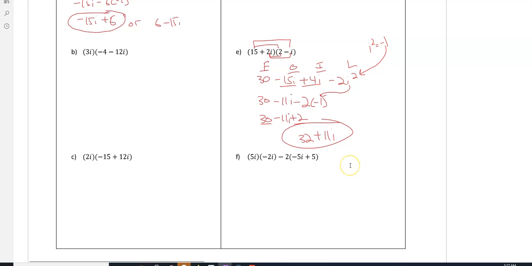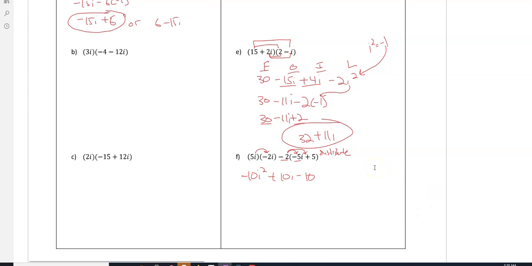All right, and then F is a combination of addition, subtraction, and multiplication. It's a unique problem on this review, because I've got some multiplying happening right here. 5i times 2i, and what do I get? I get -10i squared. And then I have to distribute this -2 to both of these. So what's -2 times -5i? That is positive 10i. And then -2 times 5 is minus 10.